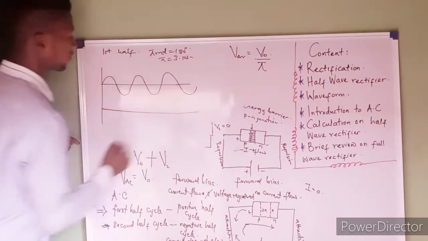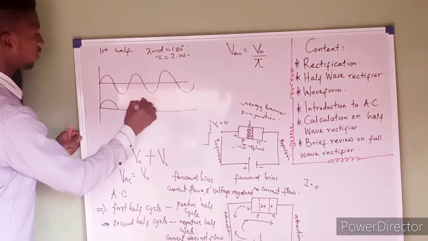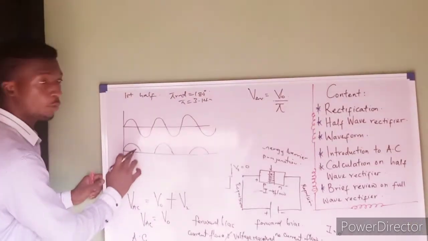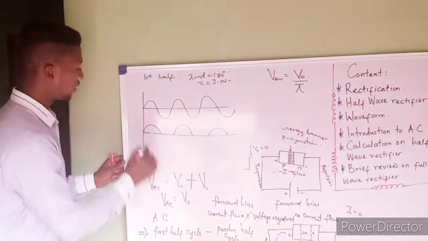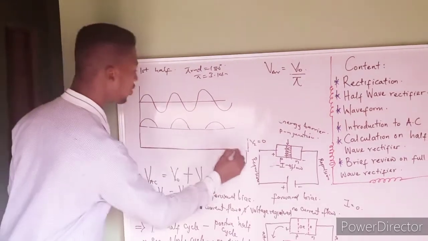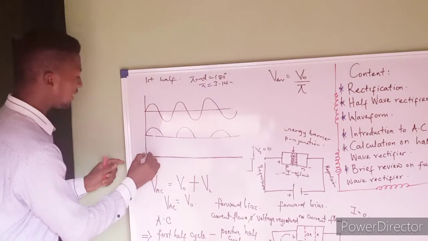For the first half cycle, current flows in the positive direction. You know, upward is positive, downward is negative. In the negative half cycle, current does not flow at all. That's the reason we're having this straight line.